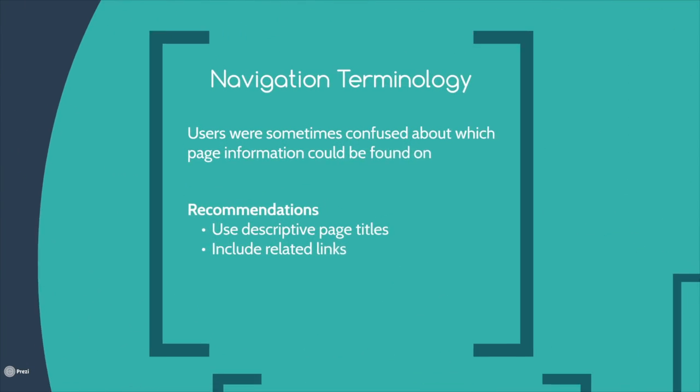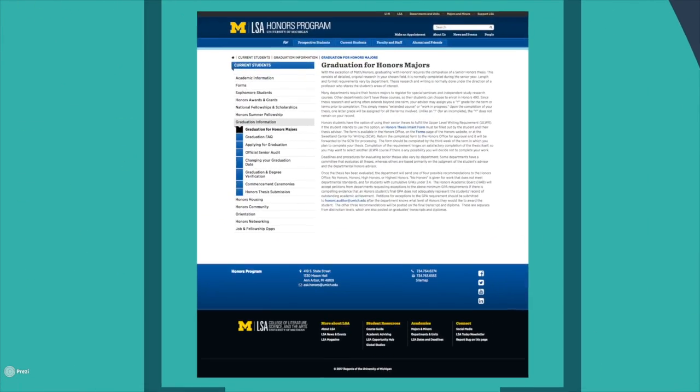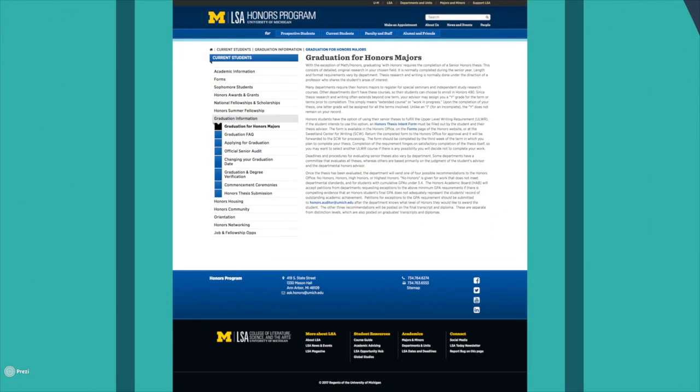First, the terminology used for naming the pages could be improved. In our usability tests, participants became confused when the information they were looking for did not seem to fit into any menu items. For example, this page talks in great detail about the process of completing an honors thesis, which is something that users may not be able to guess from the page title. As a result, when users were asked to find information about completing a thesis, they went through a lot of trial and error to see which page the information was on.